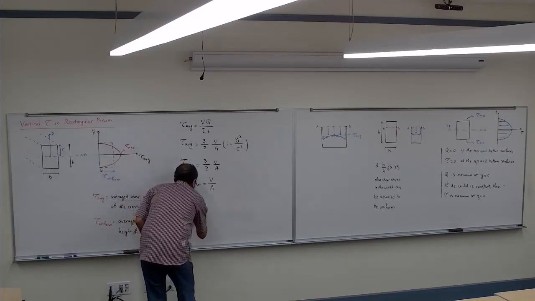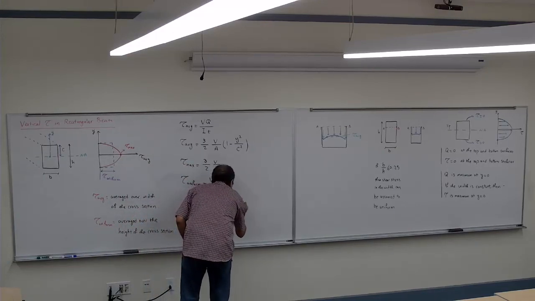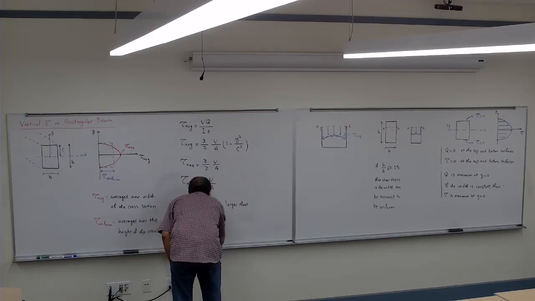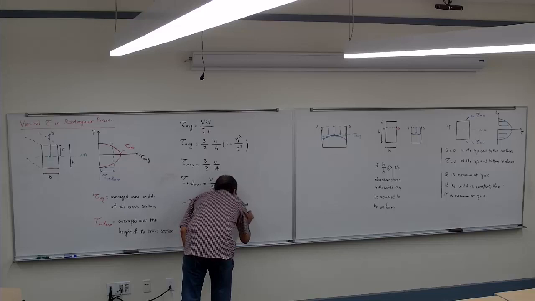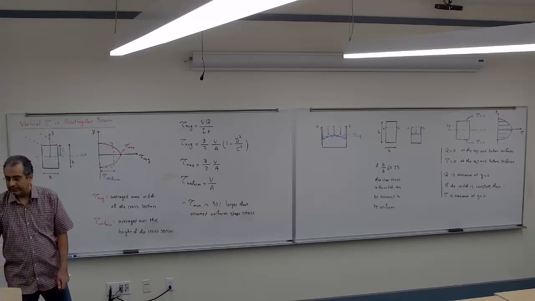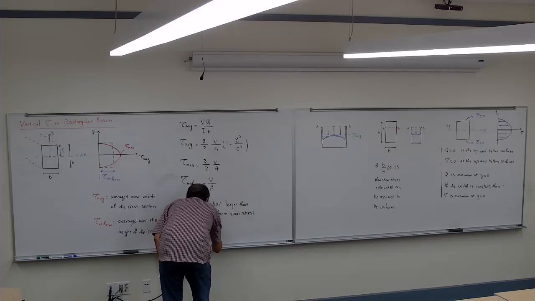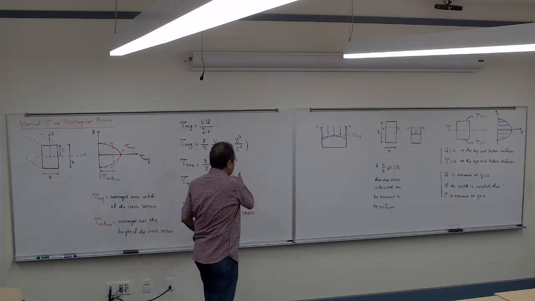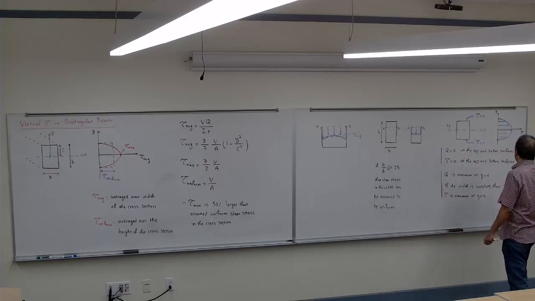So tau max is 50% larger than the assumed uniform shear stress in the cross section. So the one that we've been using up to this point has this problem.